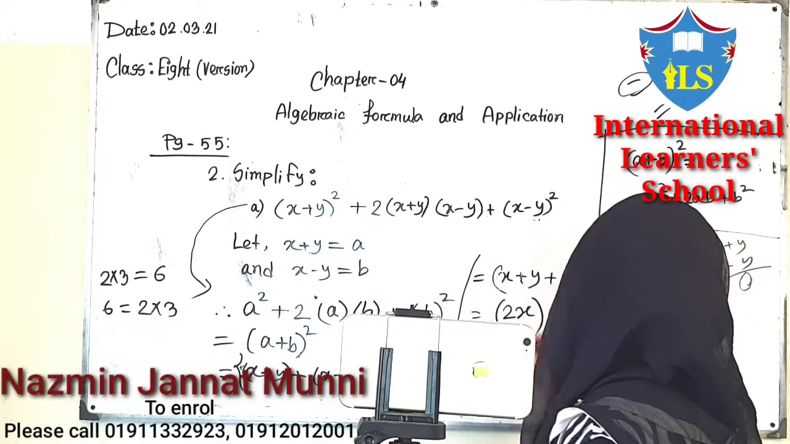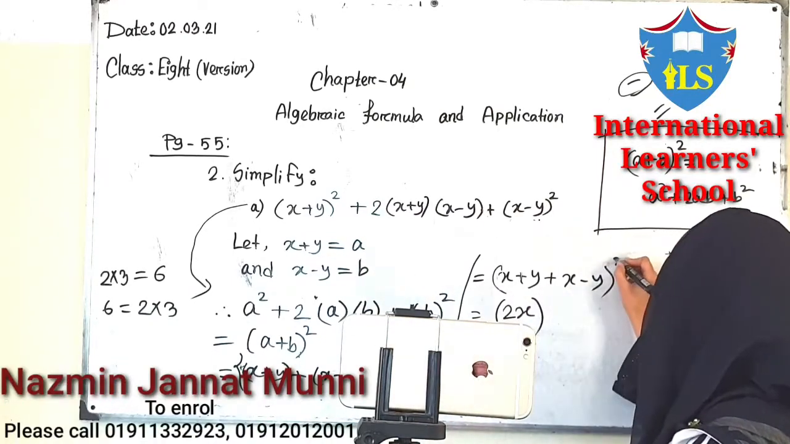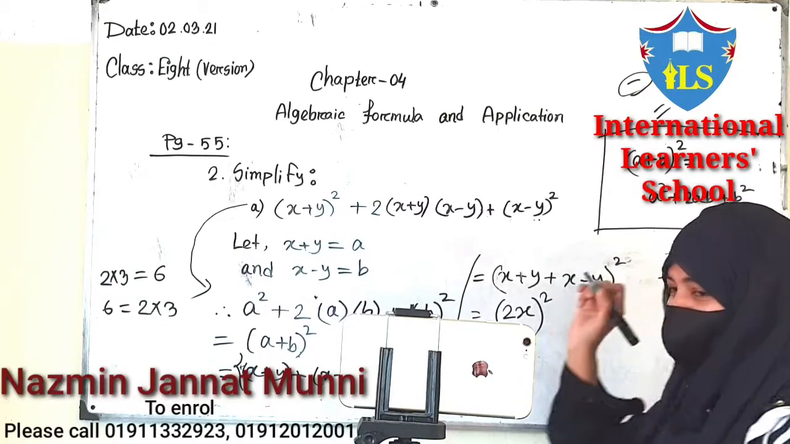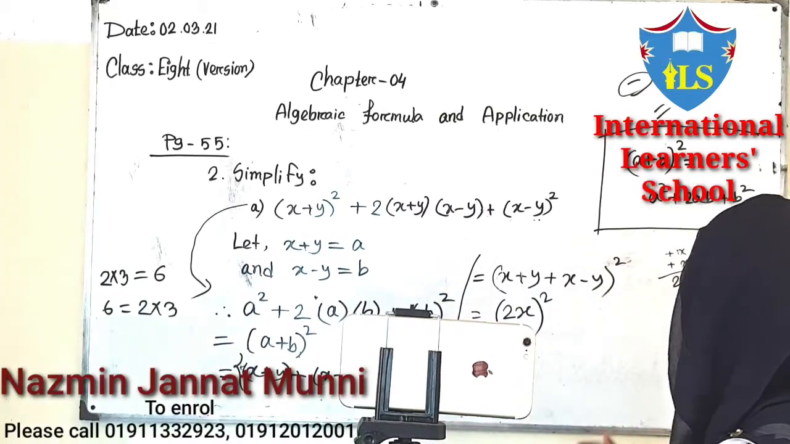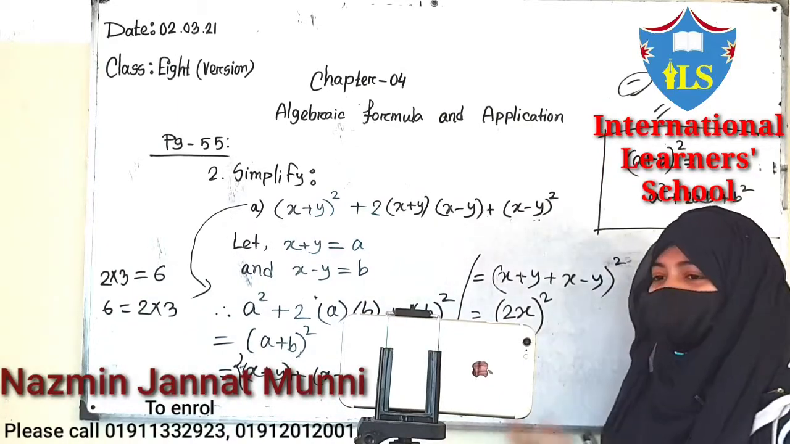Finally, the answer is 2x, and here is a square sign. I give the square sign. Clear? Now, what does it mean? Square, what does it mean?